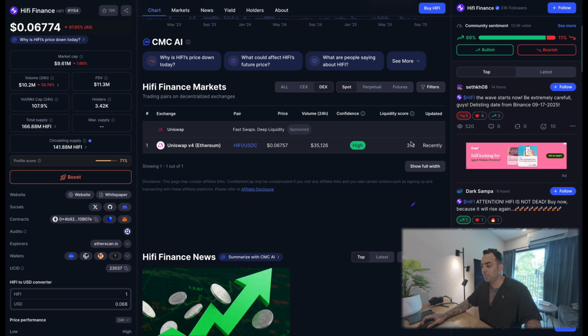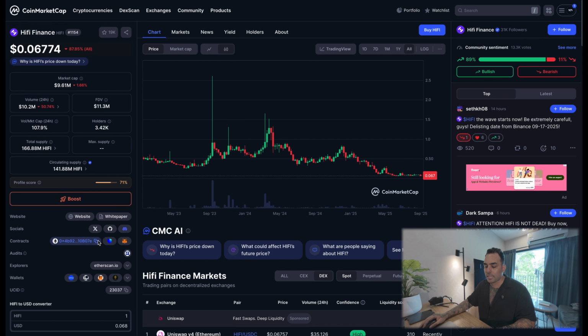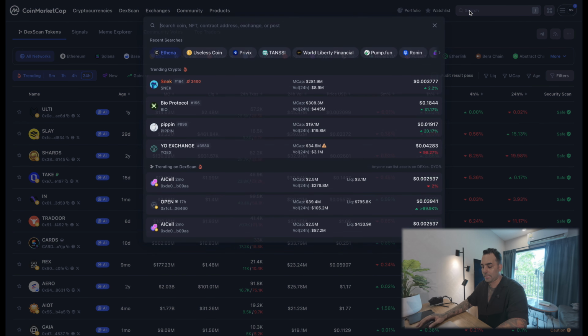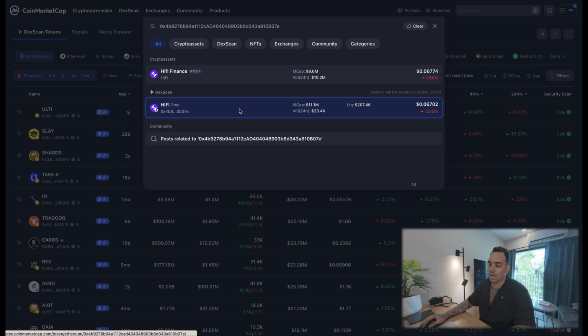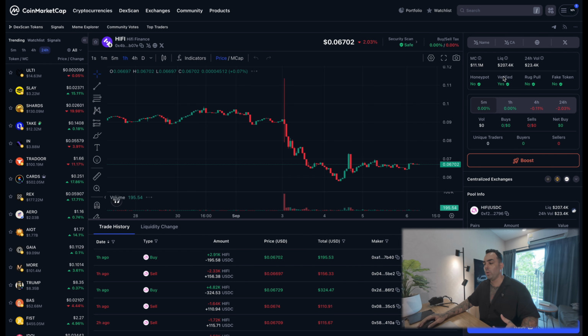There is only one liquidity pool, and the liquidity score is not that great, even though you can check that by yourself, which is going to be also using the DEX scan on CoinMarketCap. You just go here and go to the scan and check how much there is in liquidity, which in this case is only $207,000, which is not that much.